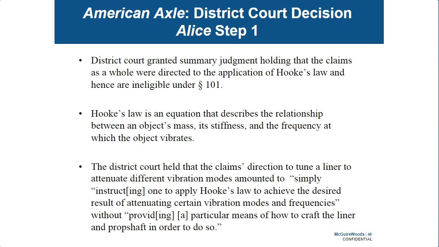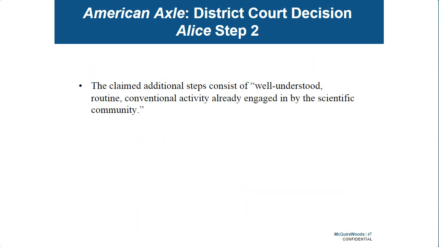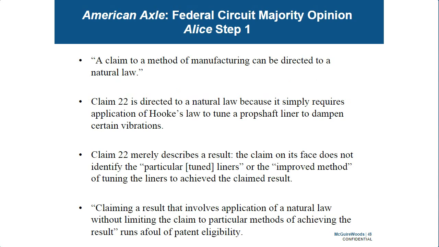And it's merely claiming a desired result. All right? And then as for step 2, the court said these additional steps were well understood, routine, and conventional, and therefore, even with these other elements, the claims as a whole will still not be eligible for patent protection. That was the district court's decision. And the Federal Circuit, what did it do?